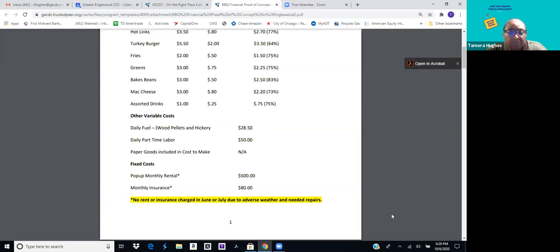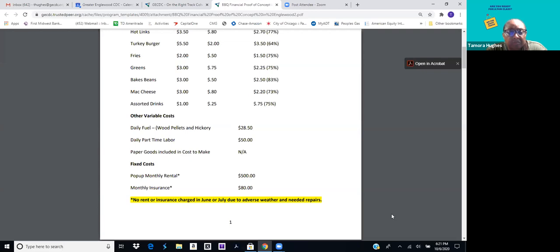But the point is that she had different people help her every day, and she paid them $50 for their help, and that was it. And then the other thing that she did was she had special wood pellets and hickory that she put in with the charcoal for the smoking purposes of how the food she prepared.